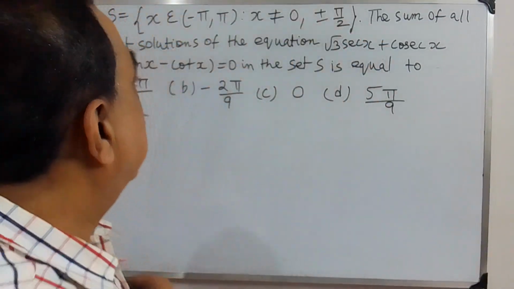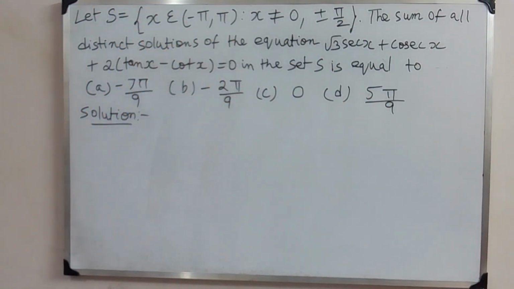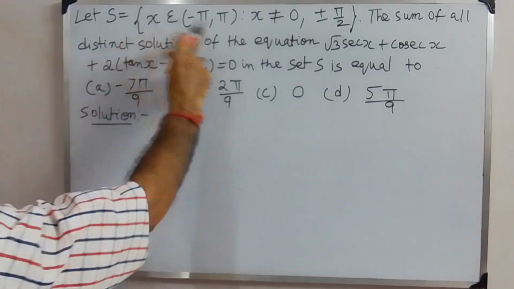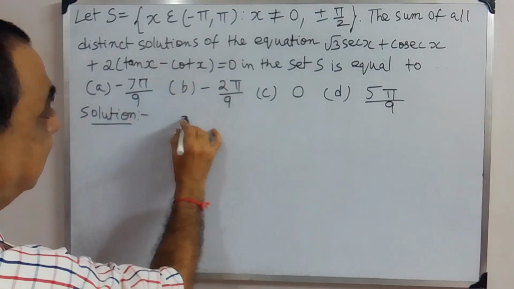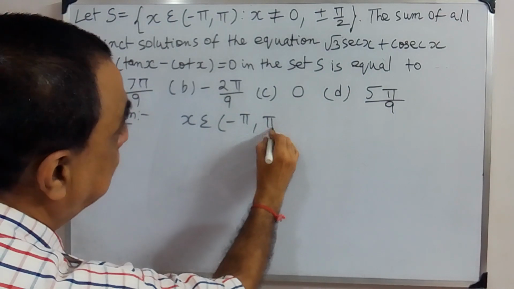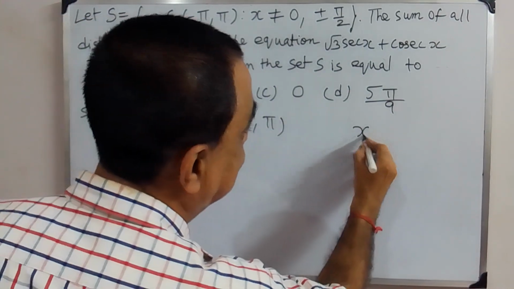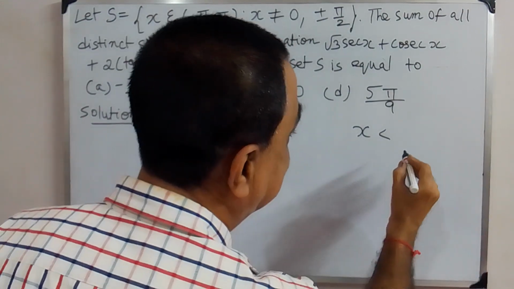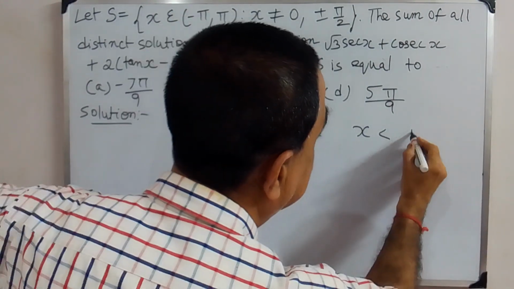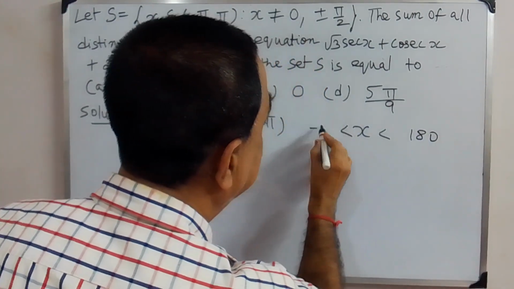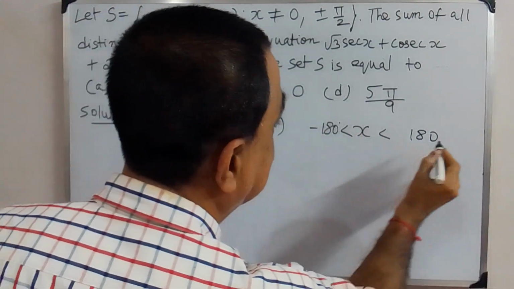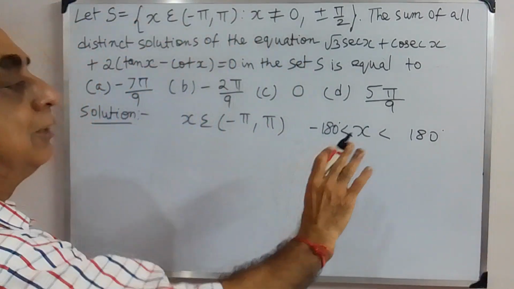Now see, first you have to understand the question very clearly. Here the x value range is given. So x is an element of minus pi to plus pi. That means x lies between, pi value means what? 180 degrees. That means it is lying between plus and minus 180 degrees, not including 180 degrees.